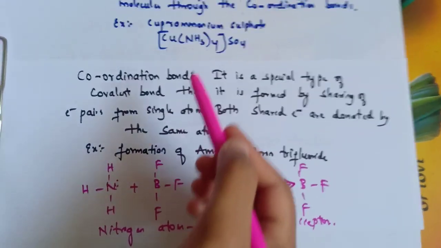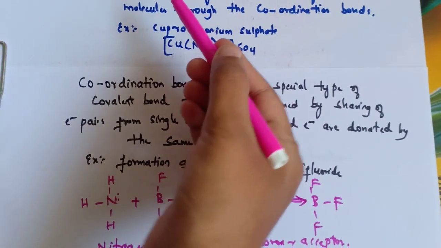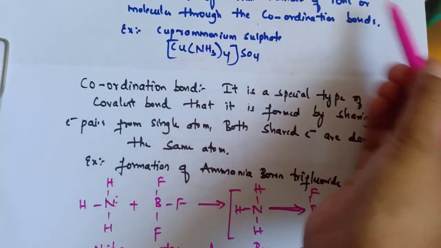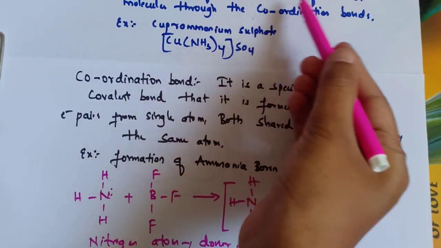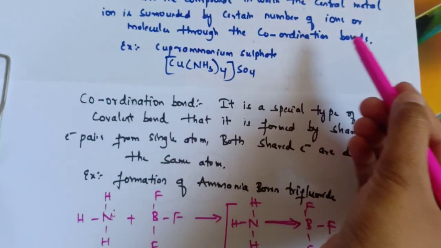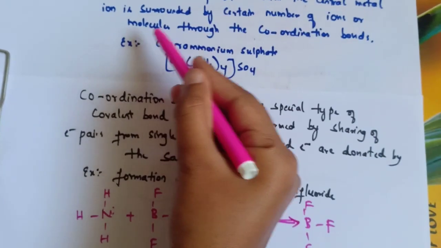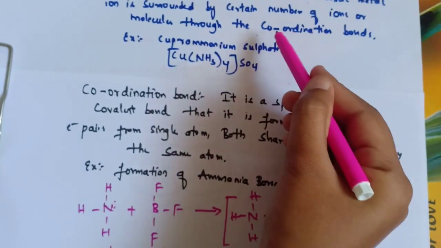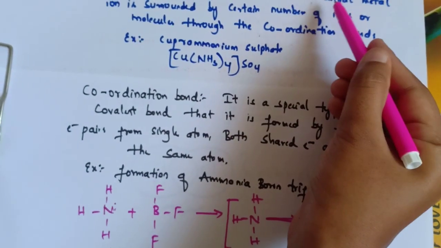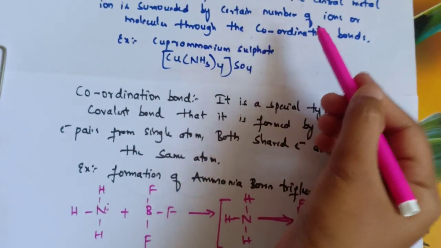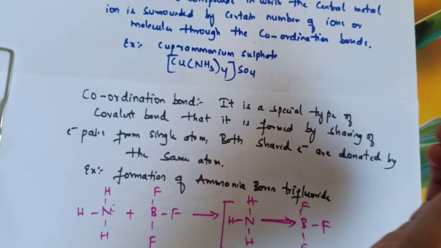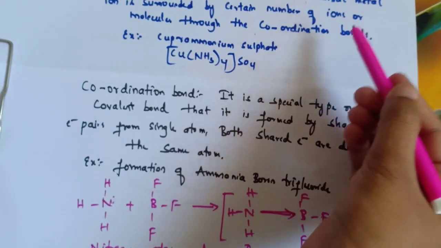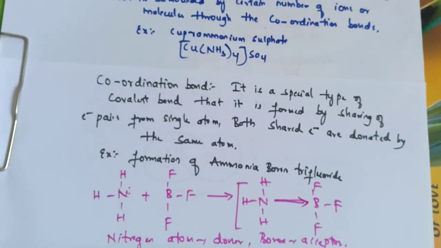I have already said the definition of coordination compounds. These are the compounds in which the central metal ion is surrounded by a certain number of ions or molecules through coordination bonds. Here the ions or molecules are connected to the central metal atom through coordination bonds. That is, the central metal atom is surrounded by ligands. Ligands will be bonded by the coordination bonds to the central metal atom. I will explain it later.